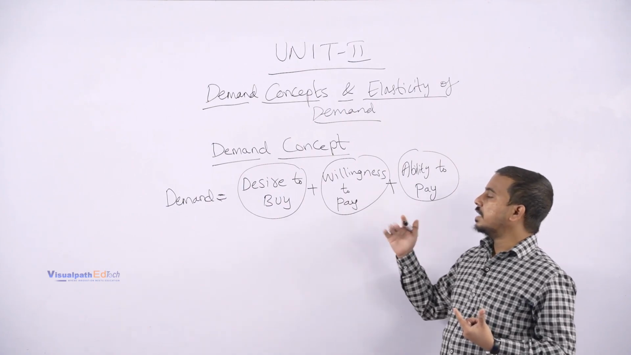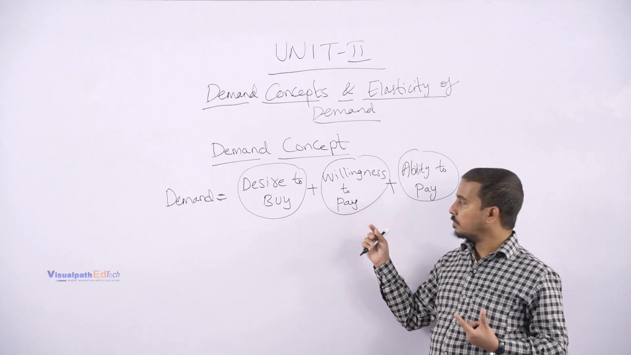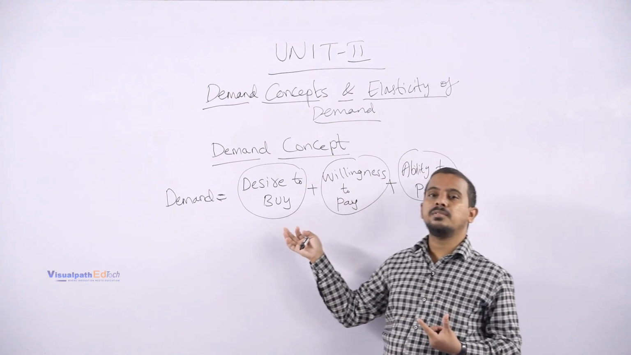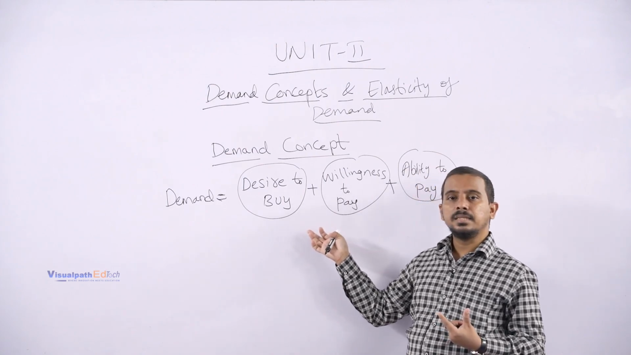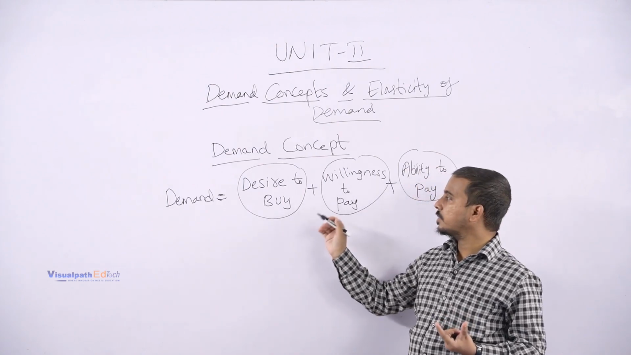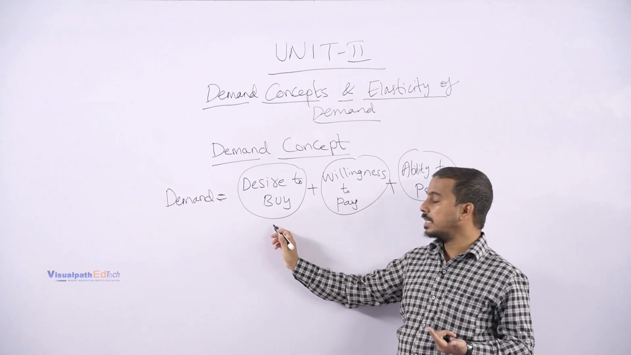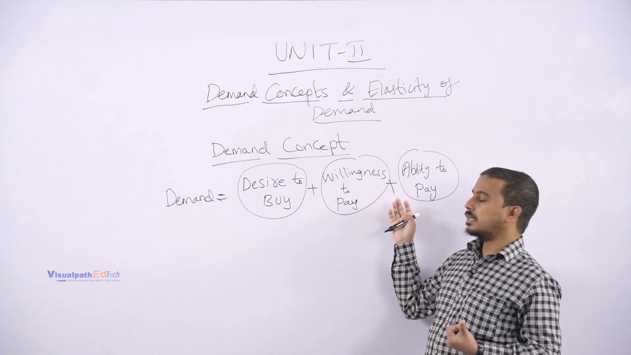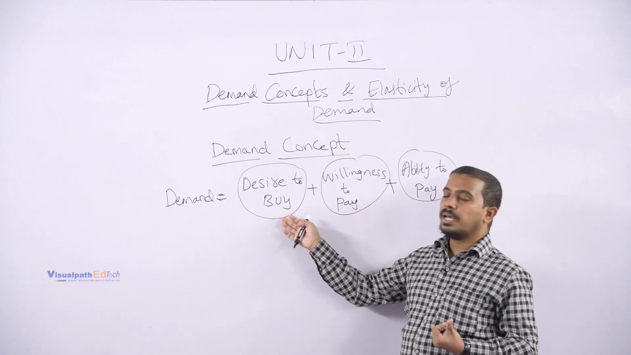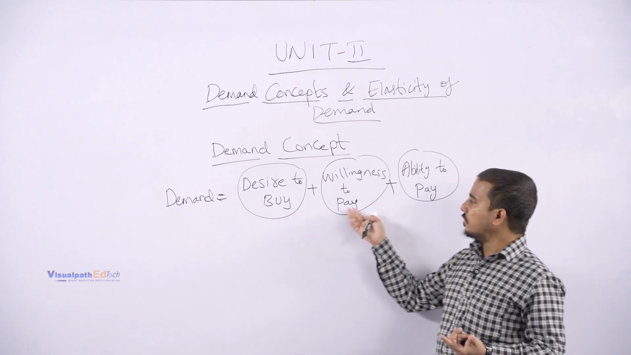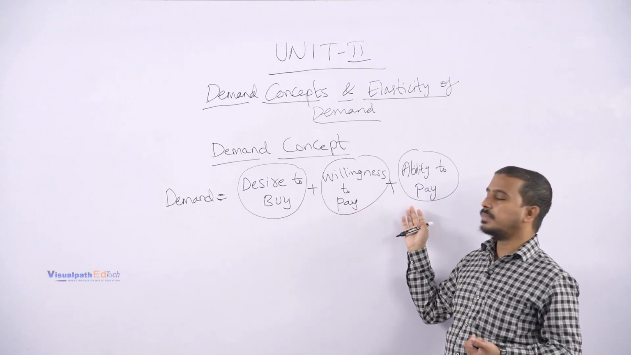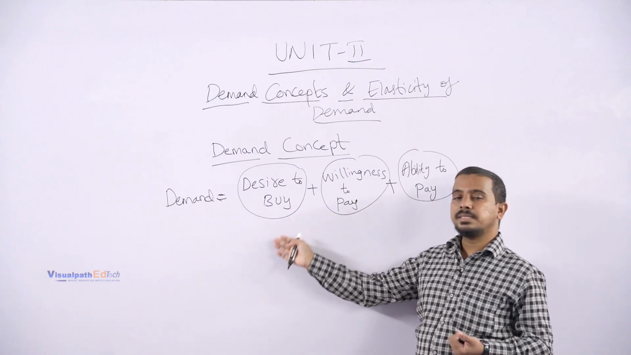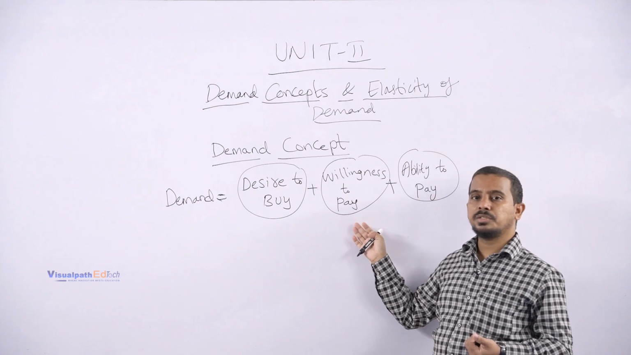And secondly, if a person has willingness to pay and ability to pay also, but he doesn't want to buy, then it is not creating any demand in the market because he has no desire to buy that product. Regardless of willingness and ability to pay, desire should also be there. If you don't want to buy, what is the use of willingness to pay and ability to pay? So desire to buy, willingness to pay and ability to pay, all three conditions should be met.